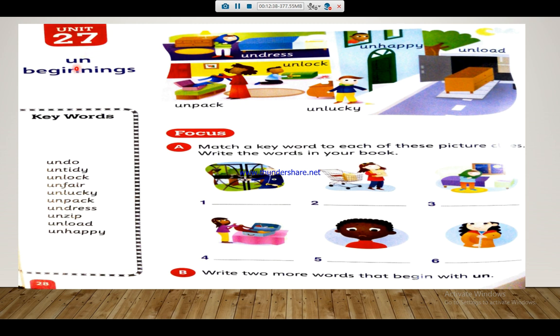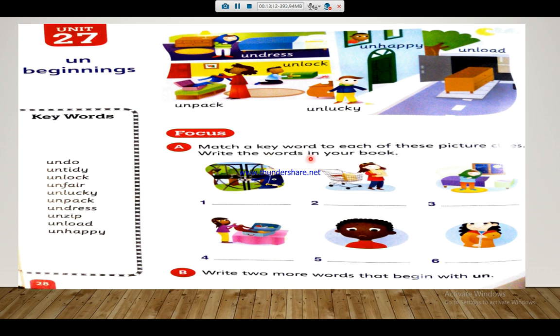So now again, here we have the spelling book, page 27. The prefix un, which means not, at the beginning of the word. So here we have the keywords that we have just discussed, and the picture at the top. And then let's move to the focus exercise. What is the name of this exercise again? It is the focus exercise. So we are doing the focus exercise, letter A.